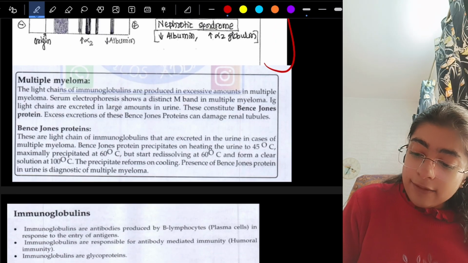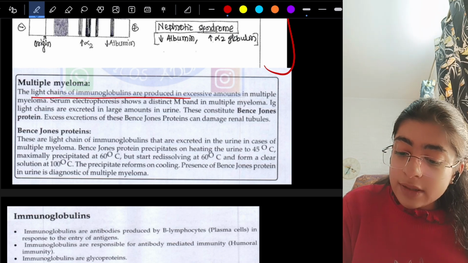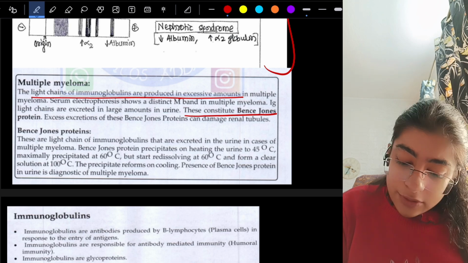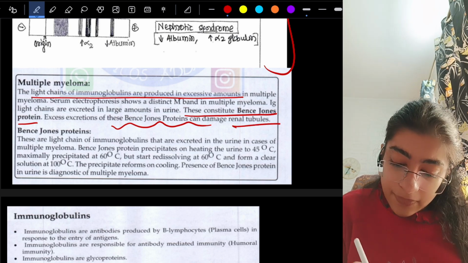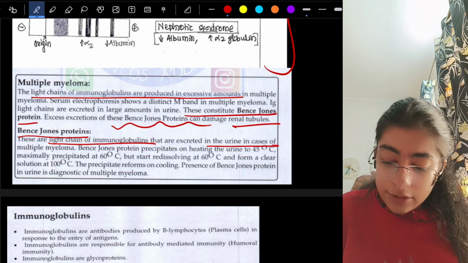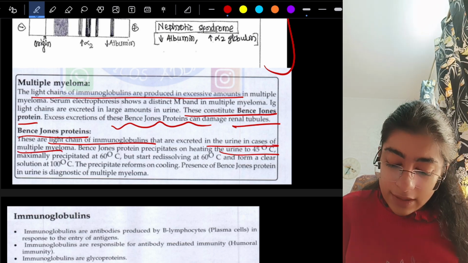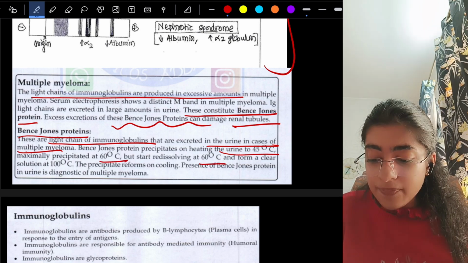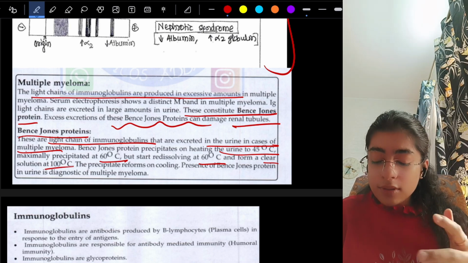Now, multiple myeloma, I have told you, M band is increased, light chains of immunoglobulins are produced in excessive amounts. Now, these constitute the Bence Jones proteins. Excessive excretion of these Bence Jones proteins can damage the renal tubules as well. Bence Jones proteins are light chains excreted in the urine in case of multiple myeloma. These precipitate on heating urine to 45 degrees Celsius and maximally at 60 degrees Celsius, but start redissolving at 60 and form a clear solution at 100. So this way we can detect. Basically, this is a detection phenomenon.